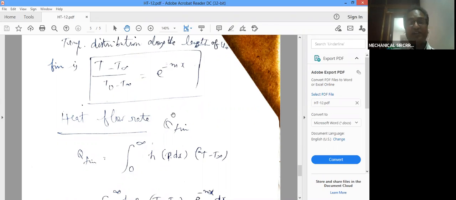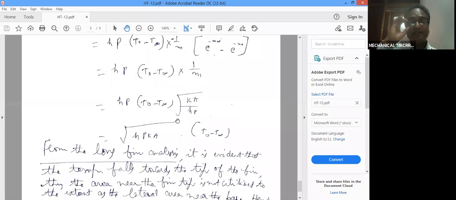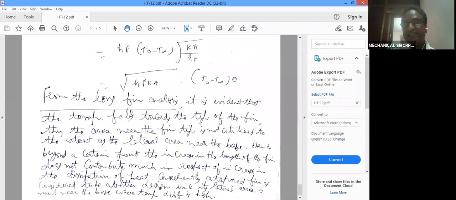These two derivations are very, very important. All of you practice these two derivations. Tomorrow we will solve problems on this. All of you listen very carefully. All of you read this. I will keep this PDF in the group. All of you practice the derivations. Tomorrow we will solve problems on this. That's all for today.